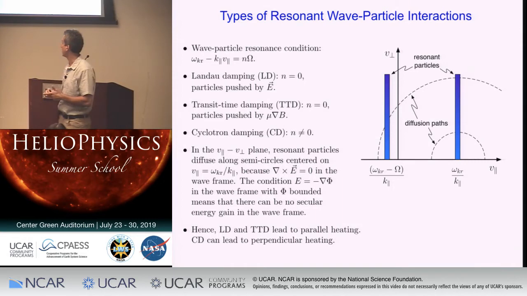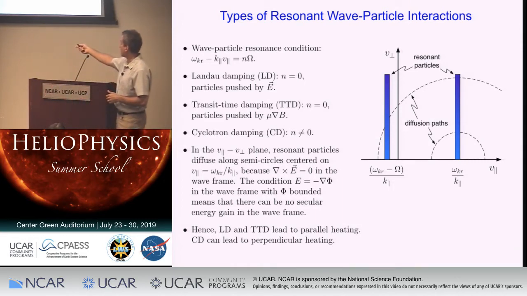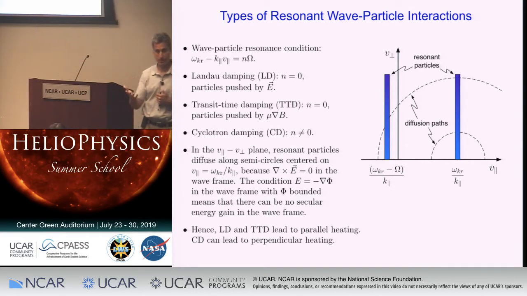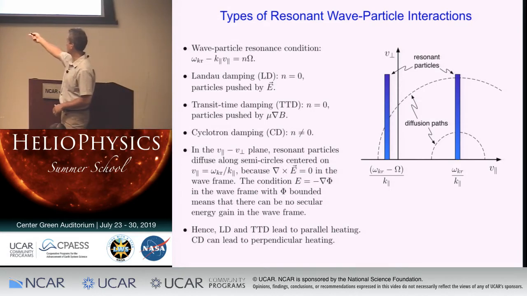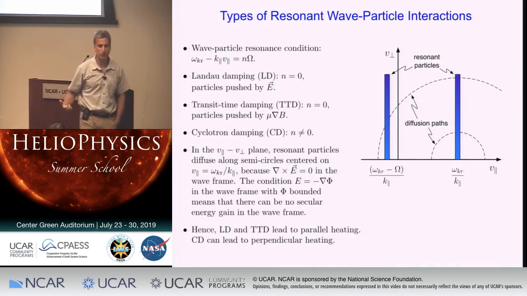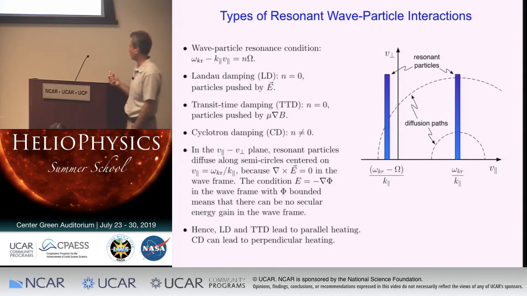That's Landau damping. If you have a magnetic field strength perturbation, that can exert a force parallel to the background magnetic field on the particle given by mu grad B. Well, we would want the parallel component of that force. But that force can also push particles along the background magnetic field just like the electric force can. And if you have n equals zero and such a force exerted, that's called transit time damping. It's basically another version of Landau damping where the actual force is from the mu grad B force. When n is non-zero, we have cyclotron damping.